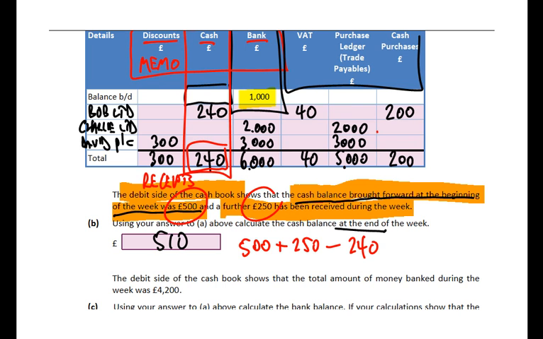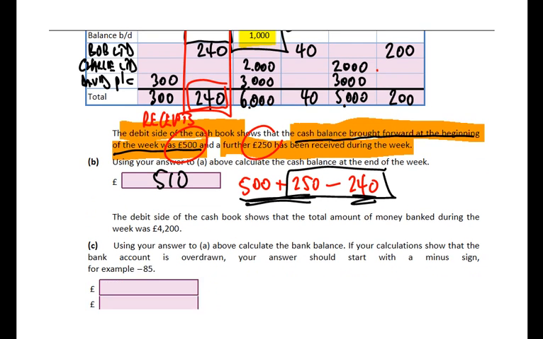But one other way to think of it is, can you see that if we've received 250 and paid out 240, we're going to be £10 higher than we started with. So what you're basically doing is combining the debits on the cash account that we have of the 500 and the 250 with the credit that we actually established back in part A. So I think the cash balance, the physical amount of cash we've got, will be 510 at the end of the week.